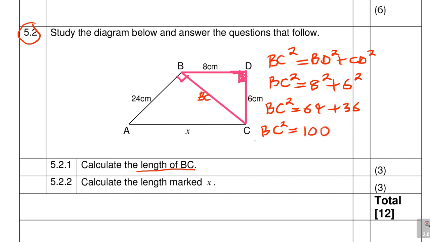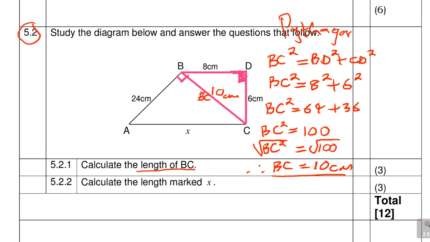How do you find BC? Don't forget, you square root both sides. So it's the square root of BC squared is equal to the square root of 100. That's how you get rid of that squared. Therefore, BC is equal to what? 10. Don't forget the units. We are dealing with centimeters. 10 centimeters. So you come here and say, this is 10 centimeters. Theorem of Pythagoras here.